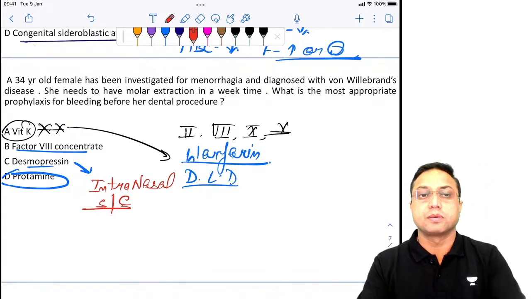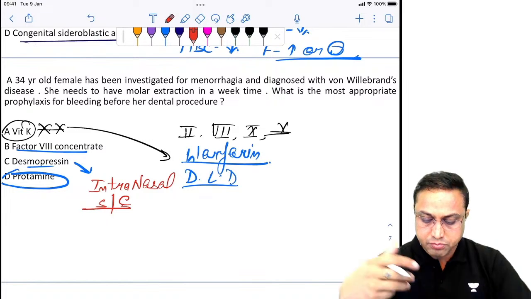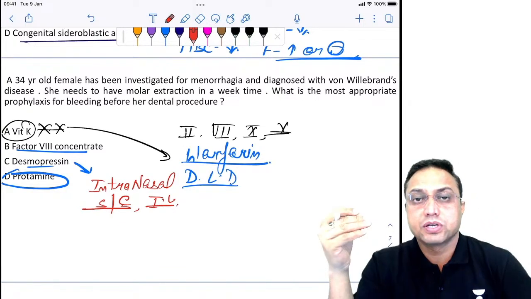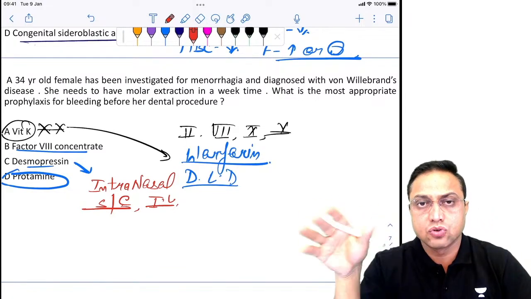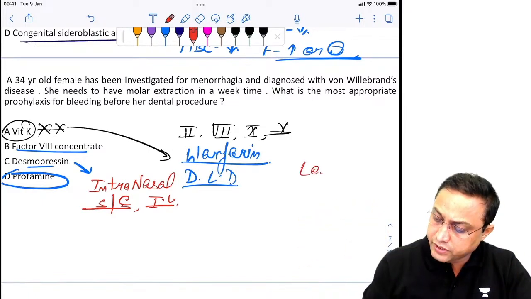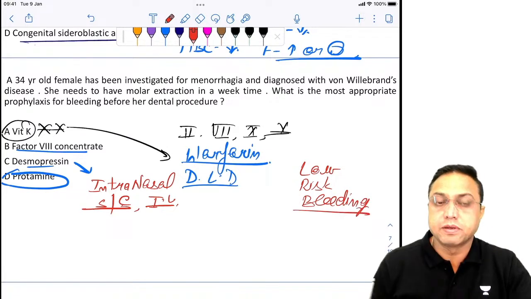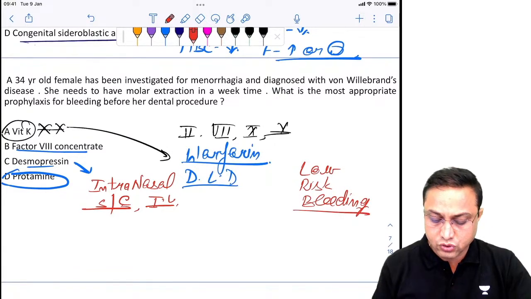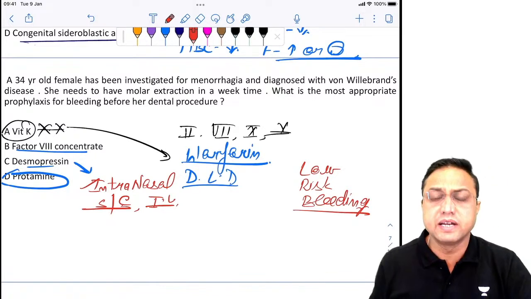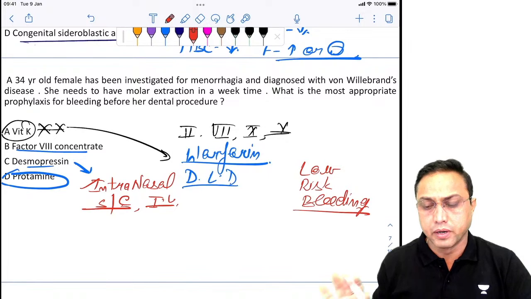So you can give it subcutaneously. You have the benefit of giving it intranasally, subcutaneously, or even IV, right? Now, if the patient is going to visit his or her dentist, this patient is going to have a very low risk of bleeding. It is not so expensive, easily given, with low risk of bleeding. And if the patient has low risk of bleeding, you can easily give this intranasally and you can control the bleeding first of all.